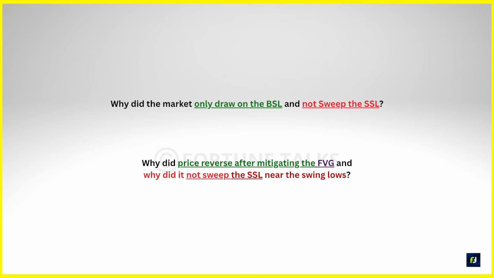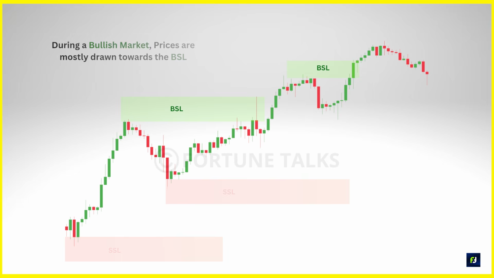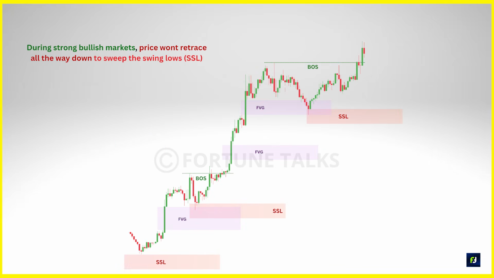The answer to these questions has to do with the market structure. In this case, we have looked at a bullish market structure. During a bullish market, price is mostly drawn towards the buy-side liquidity pools. Especially during strong bullish market phases, you won't see prices retracing all the way down to sweep the swing lows. In such scenarios, the market would reverse after mitigating the imbalances or fair value gaps.